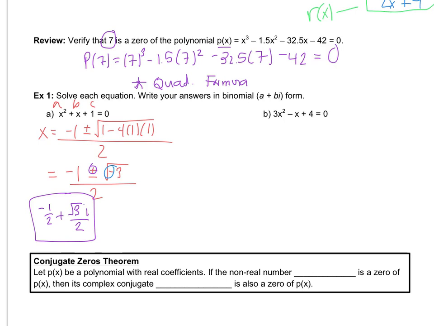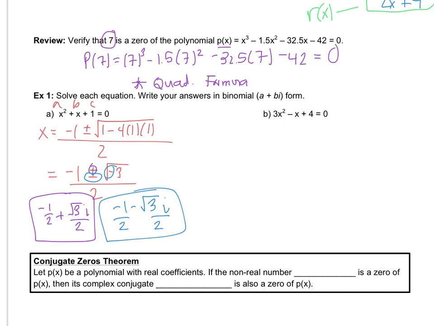And we have the negative solution as well, which is negative 1 minus the square root of 3 times i. I'm pulling that square root of negative 1 out in terms of i, and each of those are over 2. So we have these two solutions. These are our only two solutions of that equation. Both are complex numbers, and now they're both written in binomial form. So that's how we'll solve some of these equations that have complex zeros.